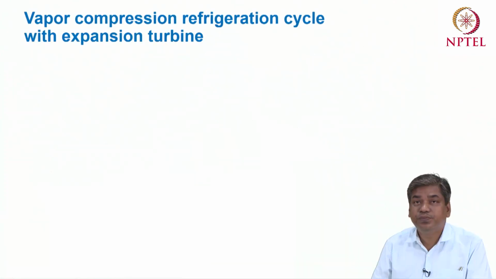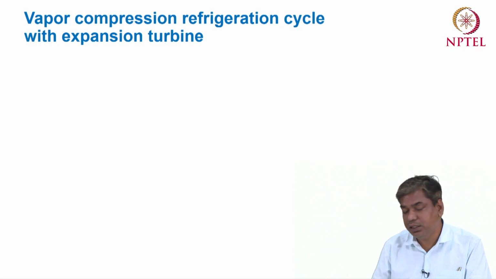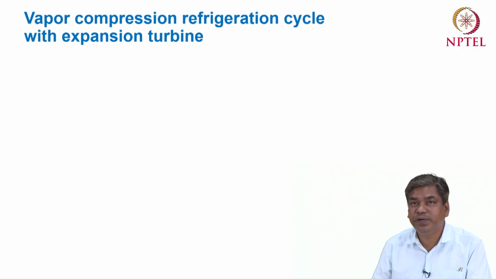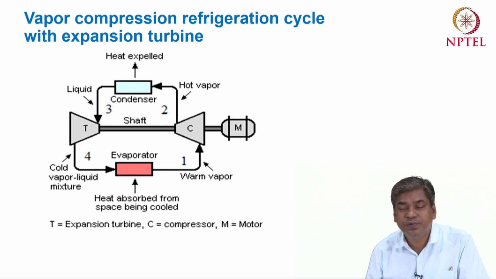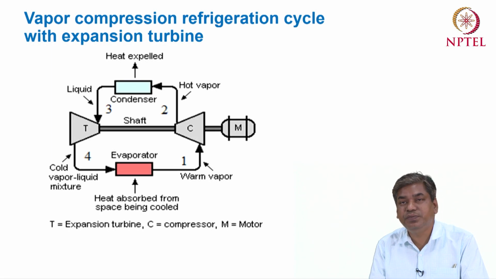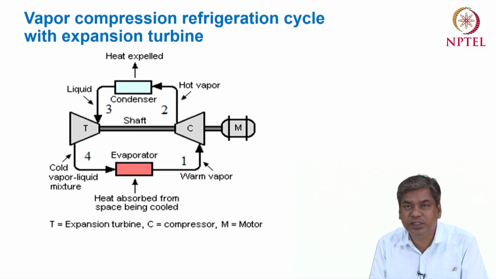And I have already studied the different modifications of the vapor compression cycle. So in this class I will discuss the system with expansion turbine. In this modification, basically the expansion turbine is used instead of the expansion device in a refrigeration system. In this cycle, the process 3 to 4 has been modified by using the expansion turbine instead of the expansion device, and other processes are the same as the basic vapor compression cycle.